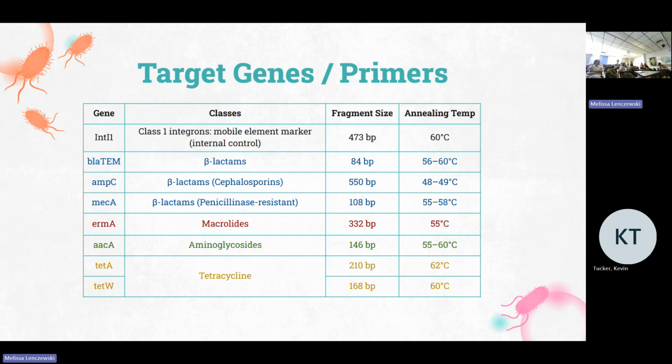Then these other genes correspond to different classes of antibiotics. The beta-lactam genes are blaTEM, blaSHV, aminoglycoside genes, and tetracycline genes A and W. Moreover, these are the different fragment sizes. As I mentioned, the length of the DNA is what we will use to identify them in the gel electrophoresis, along with the annealing temperatures. This means that the PCR procedures are going to be different for each gene, and we will have to perform multiple separate rounds of PCR to be able to correctly quantify.